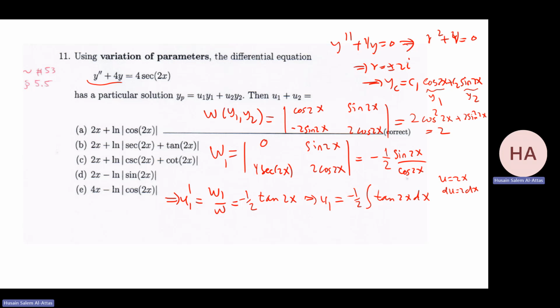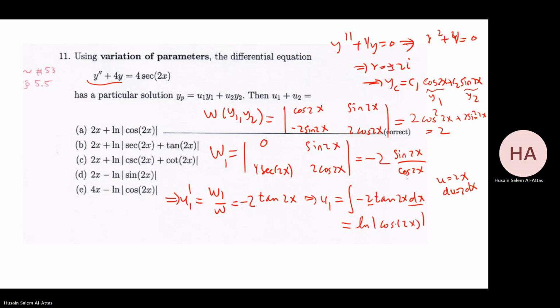Sorry, it's w1. It's w1 over w, so it's not half, it's minus 2. This is minus 2, minus 2, minus 2. So u1 will be the integral of this. If u equals 2x, du will be 2 dx. So you have this is du, and this is the minus, so it will be ln cosine 2x.